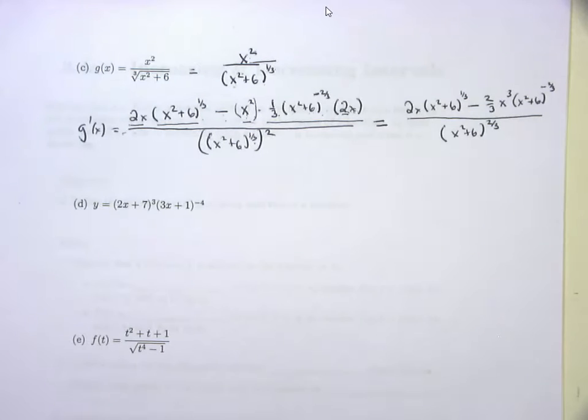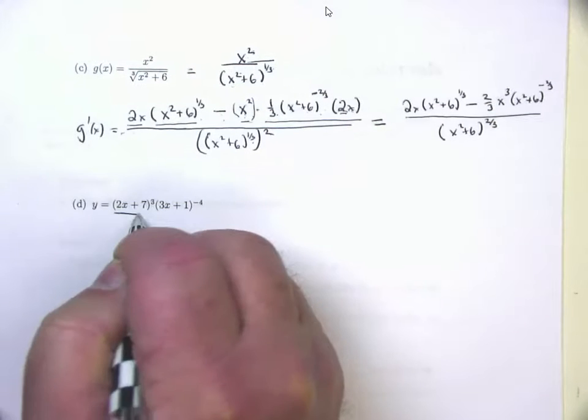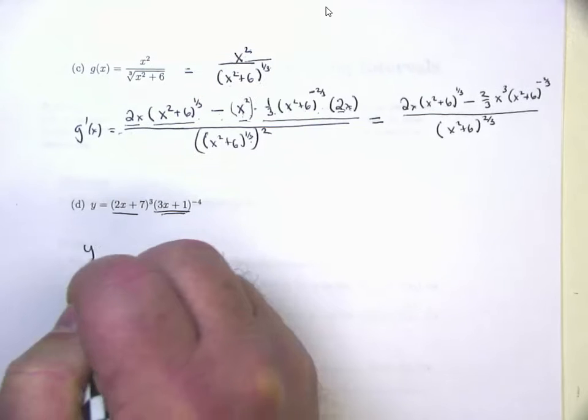That times in the middle tells me, what's the big picture on this one? It's a product. So I'm going to use the product rule. Yeah, I see the little chain rule guys here, but the big picture is a product. It's this function times this function. So I'm going to use the product rule.